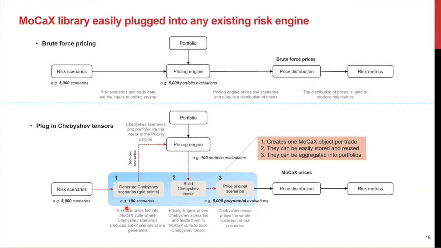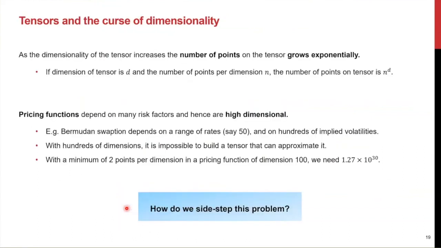So in order to see how we do this step, first of all, we need to address the following issue that we encounter with tensors in general, and that is the curse of dimensionality. What does this say? It says that as the dimension of the tensor increases, the number of points on the grid explodes exponentially. Why is this a problem for us?